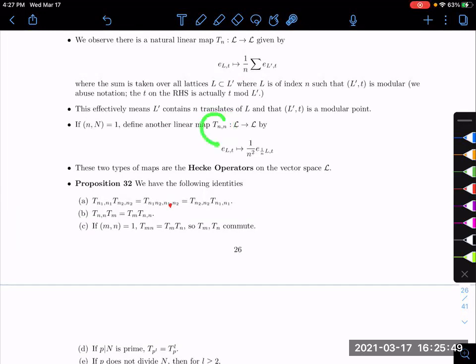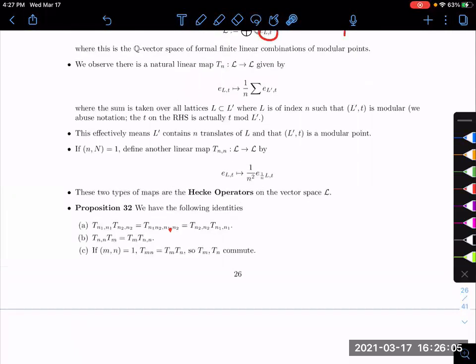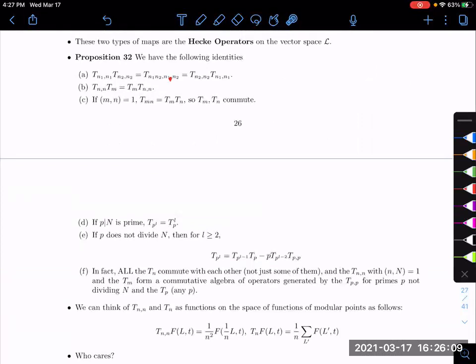How do operators of the second type interact with operators of the first type? Well, they just completely commute. So T sub (n, n) composed with T sub m is the same as T sub m composed with T sub (n, n). And then obviously, what's the next question? Well, do operators of the first type commute with each other? The first thing you end up showing is that if little m and little n are coprime, then the answer is yes. And not only do they commute with each other, but they both equal T sub mn.